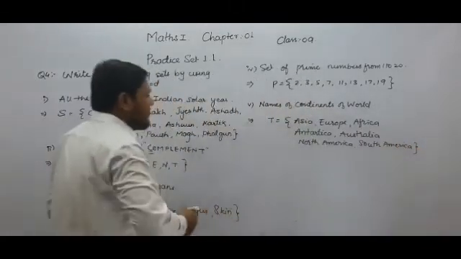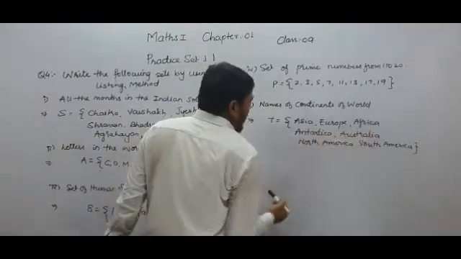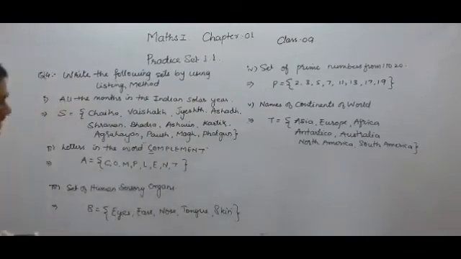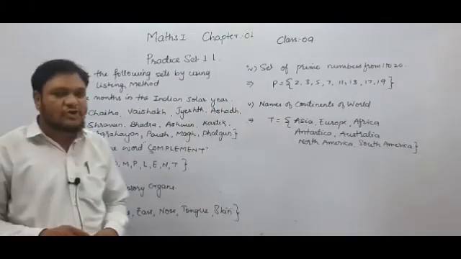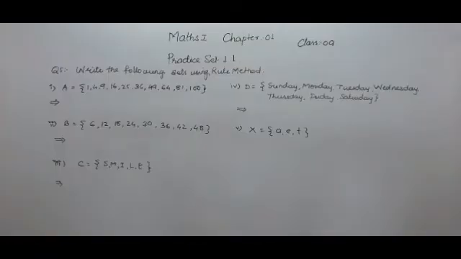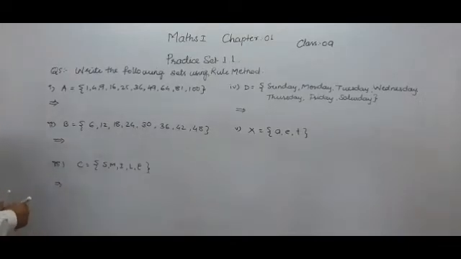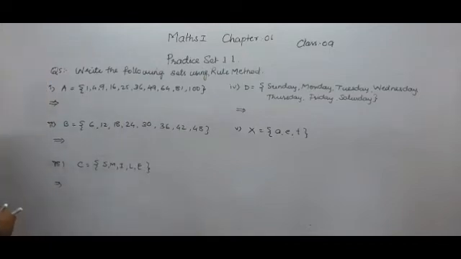These are the 7 continents of our world: Asia, Europe, Africa, Antarctica, Australia, North America, South America. Student, in this way we can solve question number 4 of practice set 1.1. Note all the answers in your notebook, and then we will move towards the next question. The next question is, write the following set using the rule method. So the first question is A is equal to curly bracket 1, 4, 9, 16, 25, 36, 49, 64, 81, 100.